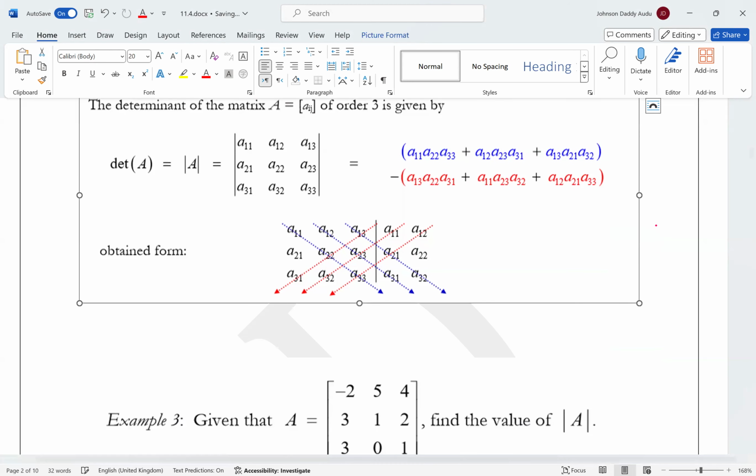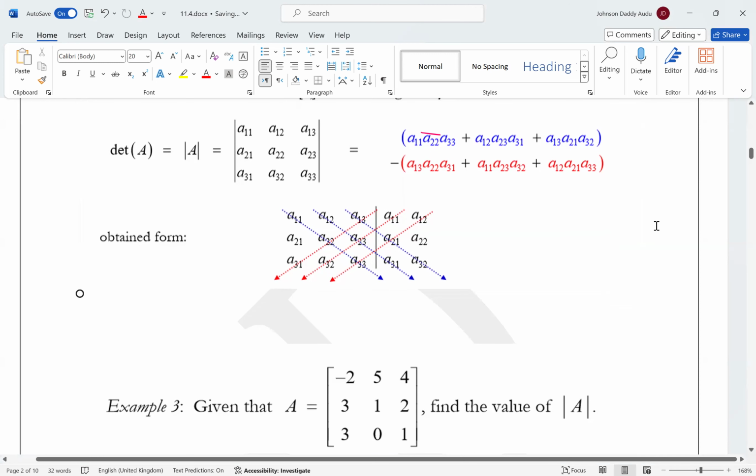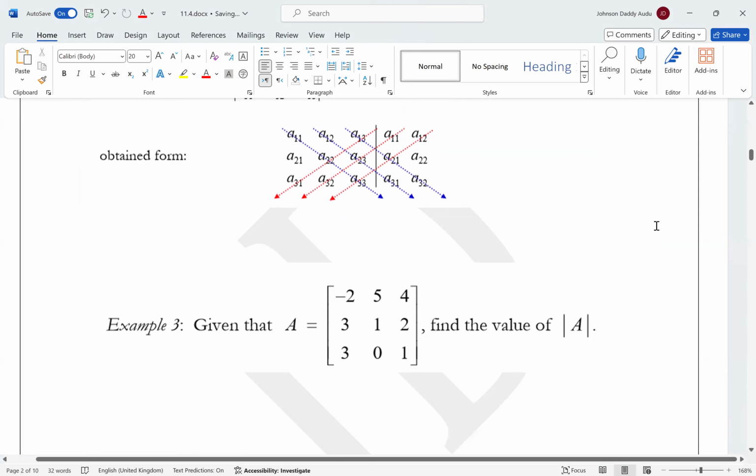As you can see, this is a11, a21, a31. Then you draw lines to connect the main diagonals and also the minor diagonals. The main diagonals are the ones in blue, and the minor diagonals will be the ones in red. So you subtract the sum of the minor diagonals from the sum of the main diagonals, and that will give us the determinant.